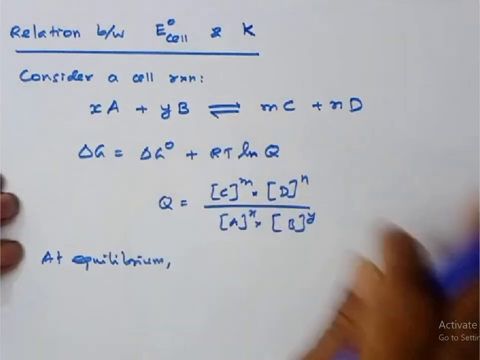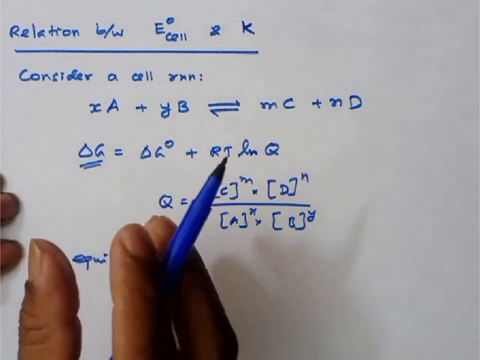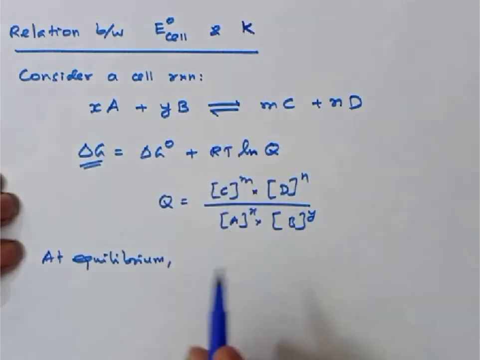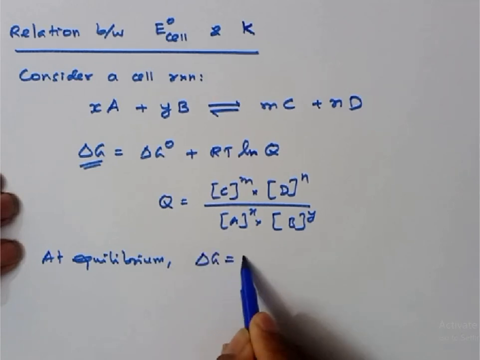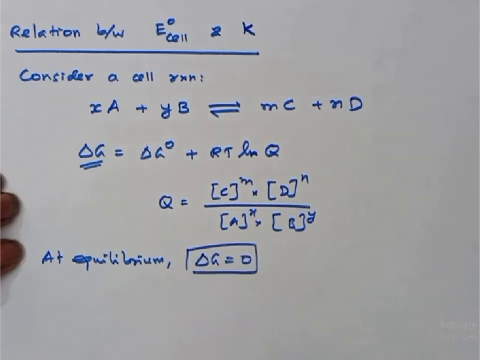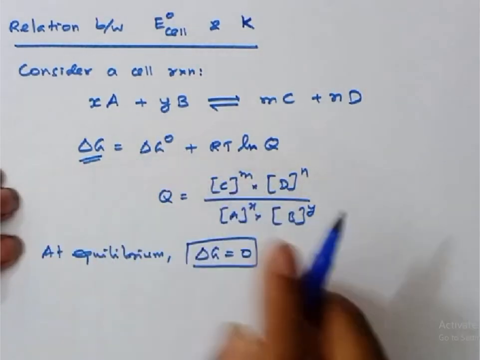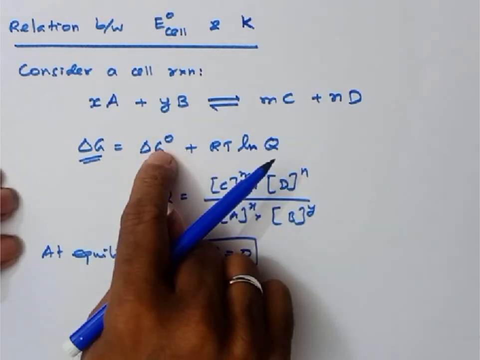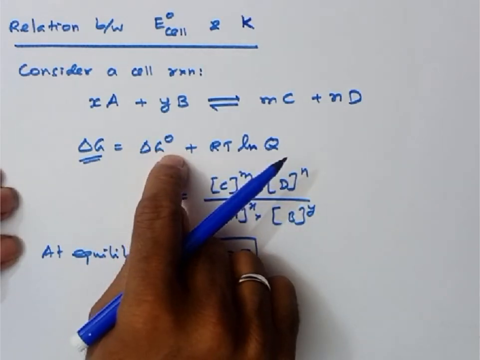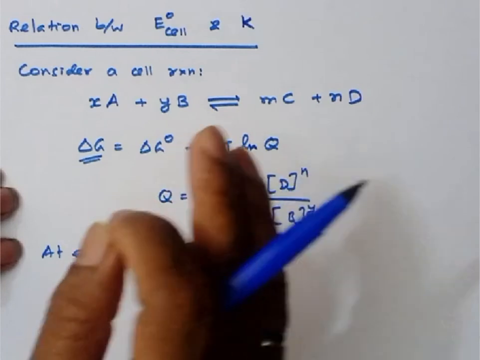Okay, if the reaction attained equilibrium, then you know very well, for any reaction, if it attains equilibrium, delta G value becomes 0. At equilibrium, delta G is equal to 0. Remember this, very very important. Delta G becomes 0. Delta G naught is not 0, because delta G naught is a constant for a given reaction at a constant temperature, at a particular temperature, right?